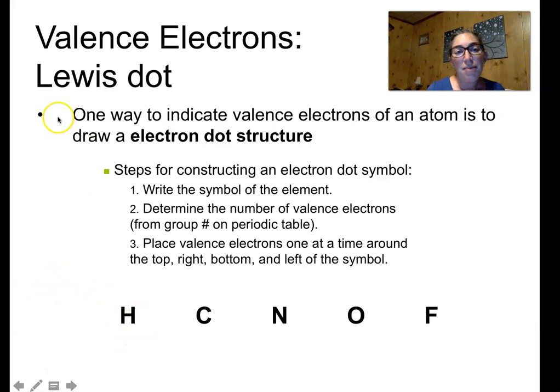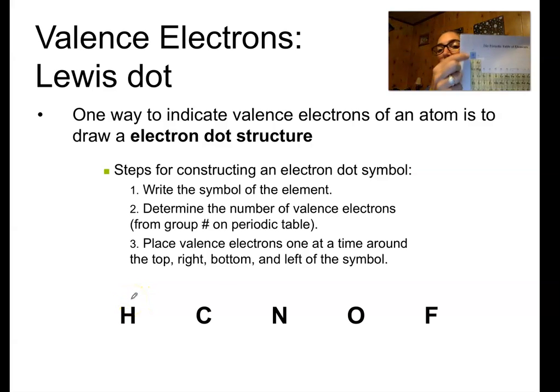And this was invented by a scientist with the last name Lewis, and he also invented some line structures we're going to see in a moment. So the Lewis dot structure is just a way to represent valence electrons. So hydrogen is in group 1 on the periodic table. So it has 1 valence electron, so we just draw 1 dot to represent its 1 valence electron.